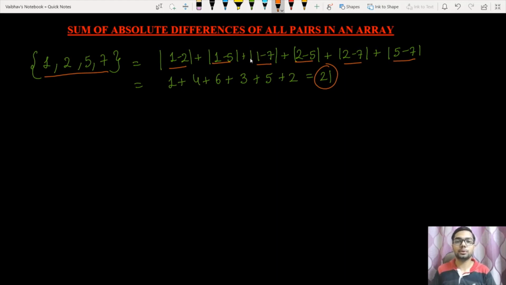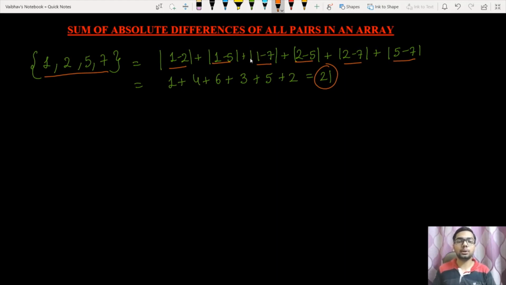Now first of all, it is pretty clear that the brute force solution would take O of n square time, as for every element at index i, I am going to add its difference with the elements from i plus 1 till n minus 1. So it's pretty easy to implement, so I'm not going to discuss that approach in this video. Rather, I would discuss a much more efficient approach to solve this question.